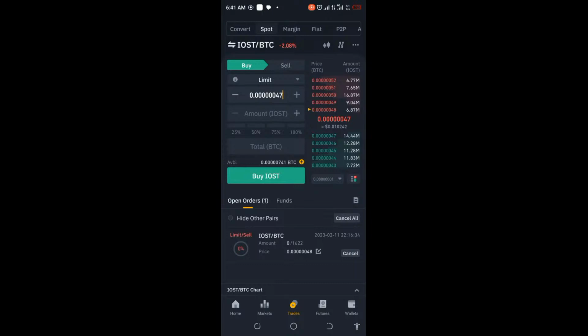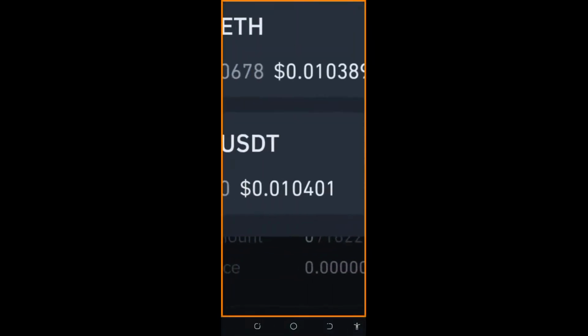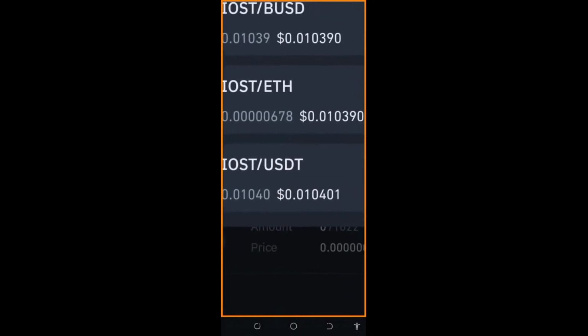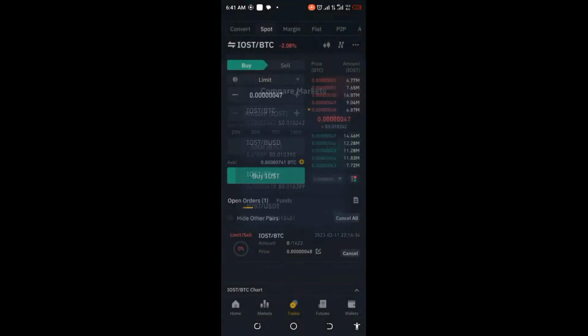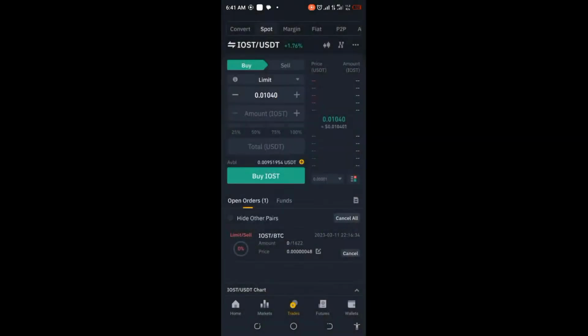Okay, so let me go check the compare markets and see. Yeah, look at it. IOST USDT is actually 0.0104. So at this time, we can employ the boomerang strategy where we do the sellback. We'll just check it and see if this is going to give us a profit. So let's put it there and simulate first. Let's click on sell. All right, as long as we're still having that, because we bought it at 0.0103.